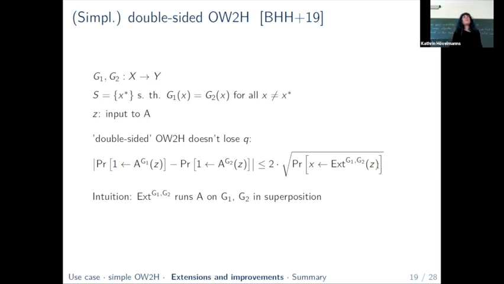And the intuition behind the extractor is that it runs A on G1 and G2 in superposition. And since the oracles only differ on the particular desired pre-image X star, the adversary, when noticing the difference, will be entangled with X star, and to exploit this, we'll just add an additional register that will hold the information we desire, and I'll make this formal on the next slide.